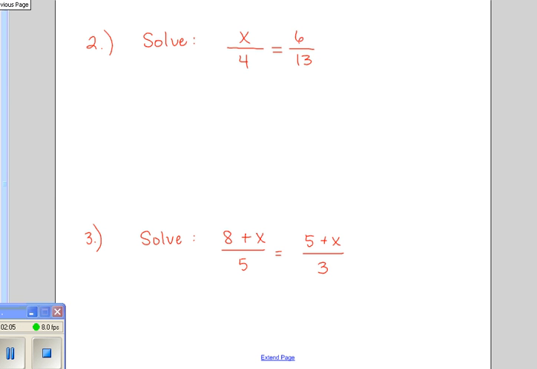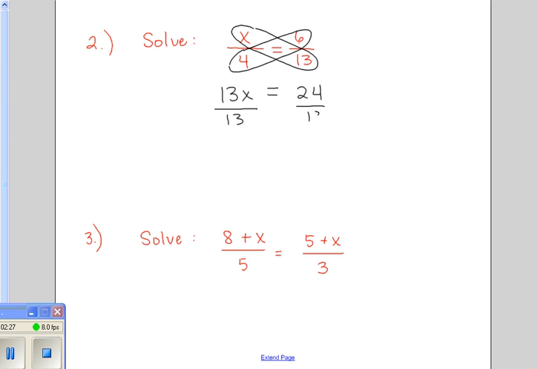Number 2 says to solve x over 4 is equal to 6 over 13. So again, it's a proportion. X times 13 would be 13x equals 4 times 6, which is 24. We could go ahead and multiply here. Divide by 13. And so x is equal to 24 over 13. 24 and 13 do not have any common factors, so we can't reduce. This would be the solution.